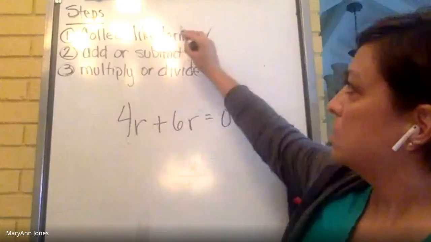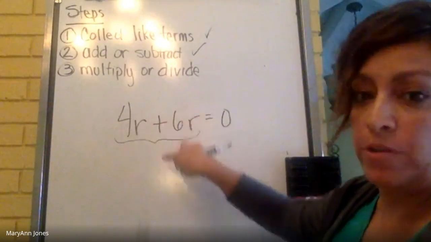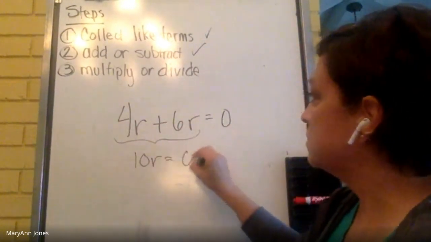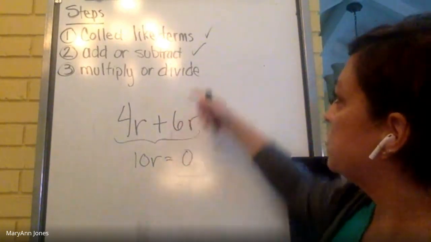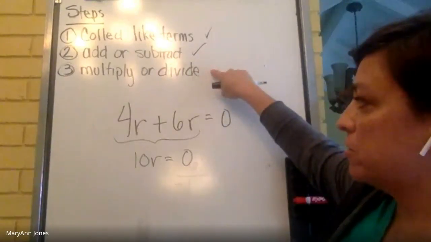So what we're going to do is, are there any terms to collect? Yes. The 6 and the 4, right? Because they both have an R. So 6 plus 4 is 10R, equals nothing. So then what was our next step? Do we need to add or subtract anything? No, we're going to multiply or divide, right?